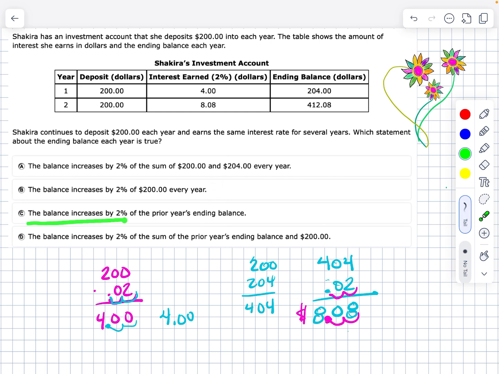Okay, let's look at C. The balance increases by 2% of the prior year's ending balance. So that would be 2% of this, but it's not 2% of that. It's this plus this, and 2% of those two added together. Okay, let's look at D. It's got to be it, right? The balance increases by 2% of the sum of the prior year's ending balance and 200. The prior year's ending balance and 200. Yes. And then there's the 2%. Okay, so the answer is D right here.